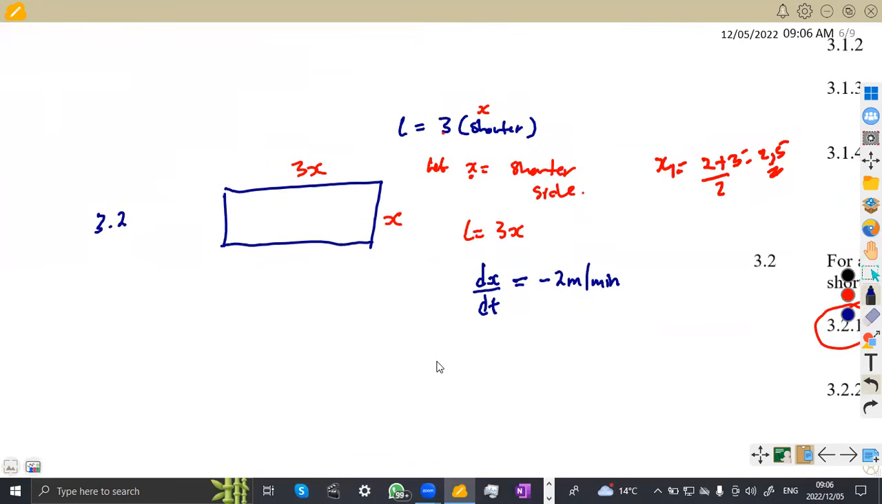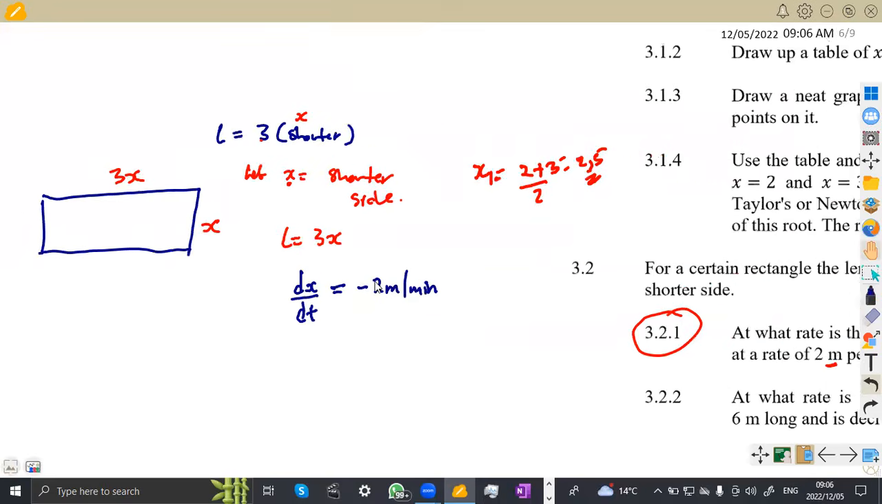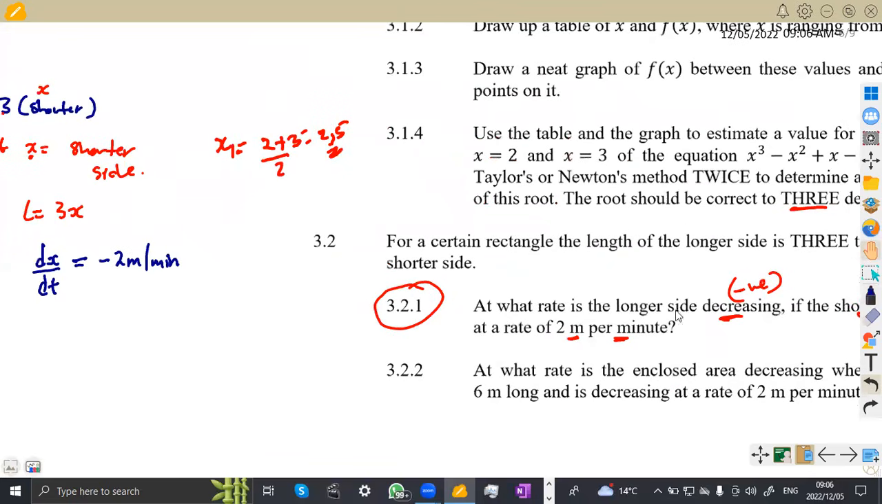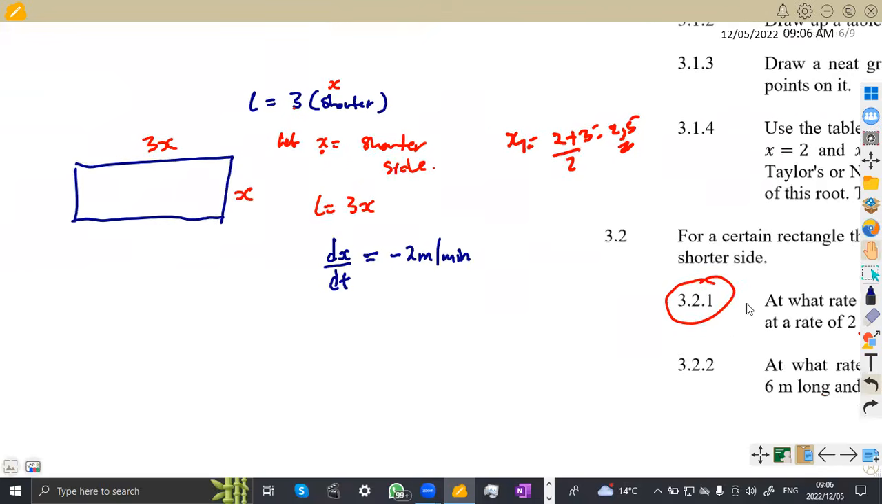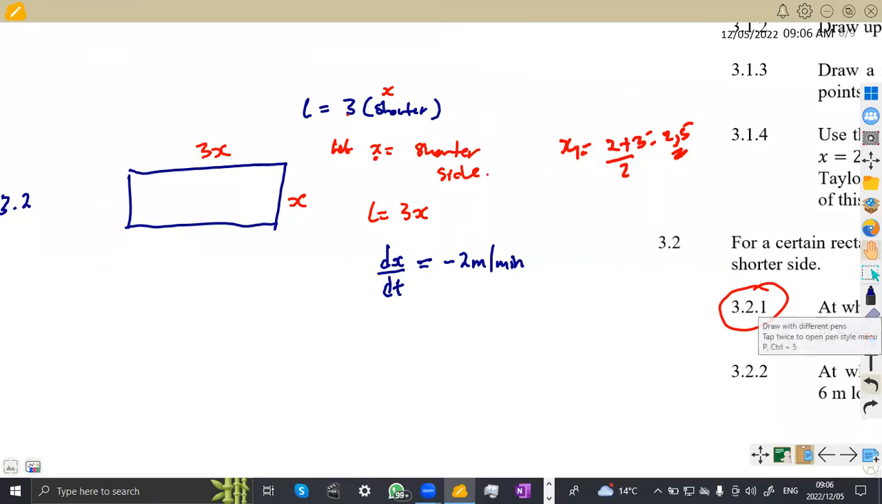All right. Now the question is asking us, let's get back to the question: at what rate is the longer side? Here we have our length equal to 3x. Let's say this is our length and we can just write it as y = 3x. So if we have a presentation like that, we need to know the derivative of y with respect to x.